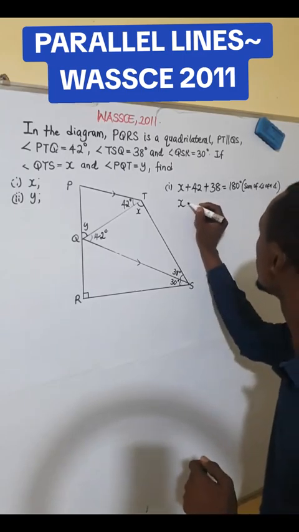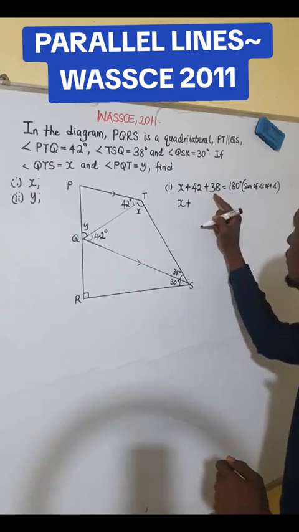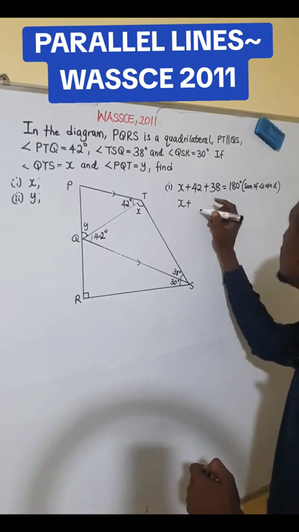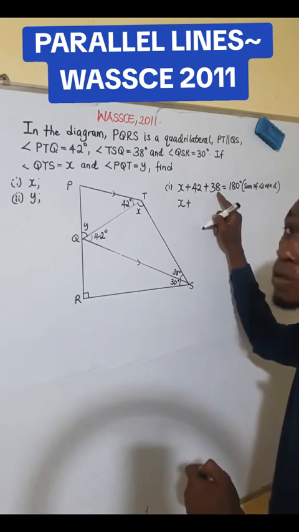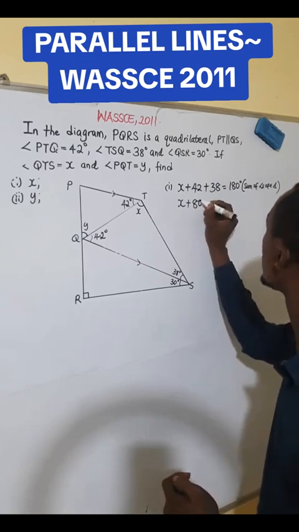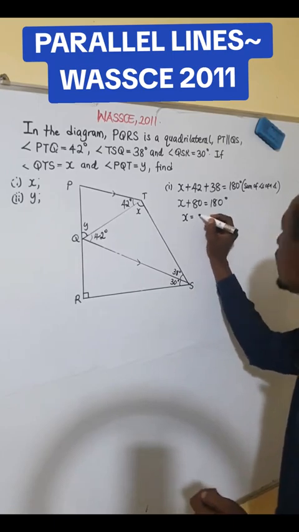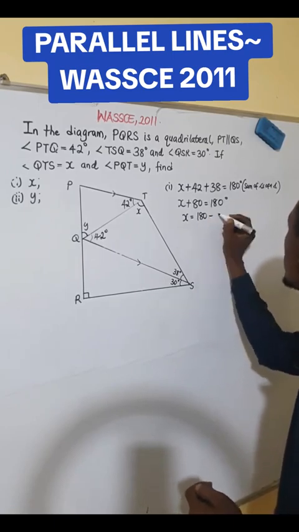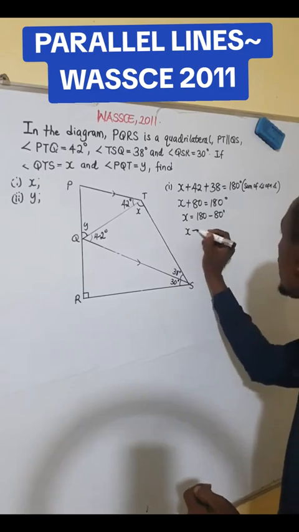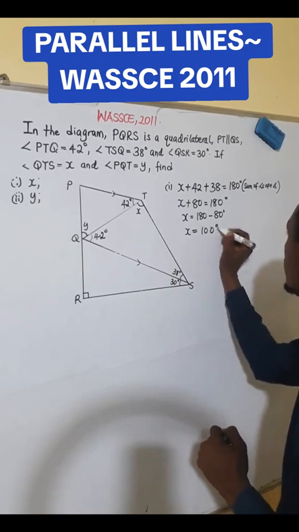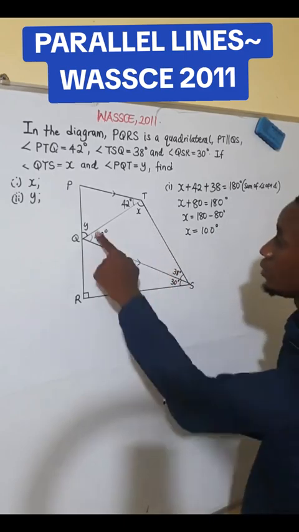So let us add. This becomes x plus 42 plus 38. 42 plus 38: 40 plus 30 is 70, 2 plus 8 is going to give us 10. So this is going to give us 80, must be equal to 180 degrees. So our x becomes 180 minus 80 degrees. So our x for this particular question is 100 degrees. So we have got the value of x. So it remains the value of y.